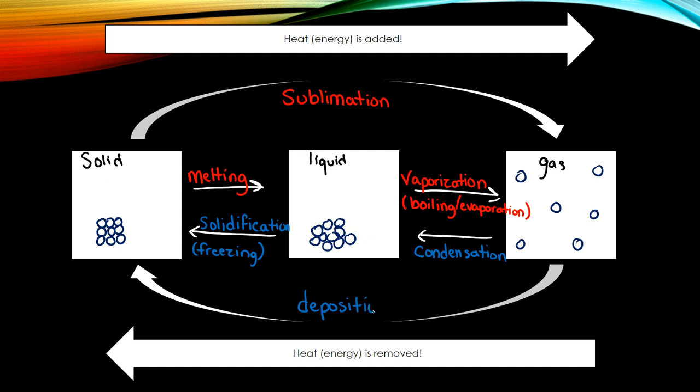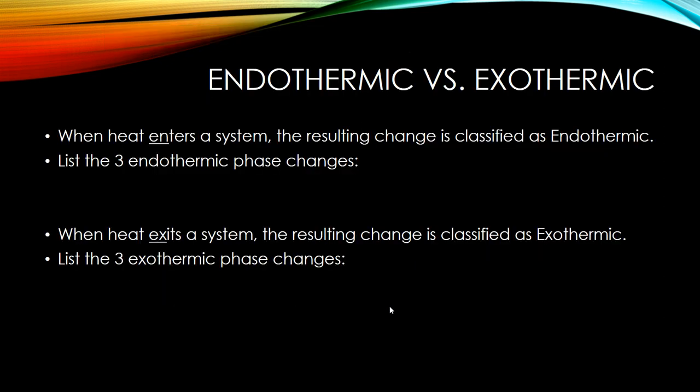And you have also seen deposition before, and that's when you get frost on your windshield in the wintertime. That's where water, again, in the atmosphere loses its energy quickly enough that it doesn't have a liquid intermediate. It goes directly to a solid state, which is then the frost on your windshield that you then get to scrape off. So these are the 6 phase changes, along with if energy had to be added or removed.